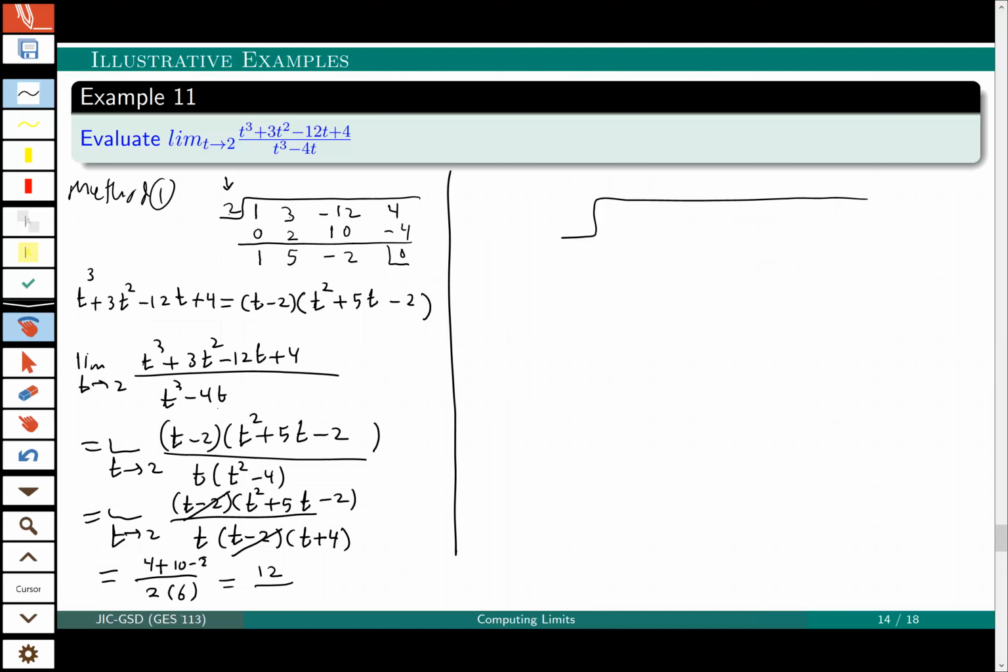I think there is a mistake somewhere here. Wait a minute. T minus 2, this is t squared plus 5t minus 2. We are taking t as a common factor, so this will become t squared minus 4. So it will be t minus 2 times t plus 2. Here is the mistake: t plus 2.